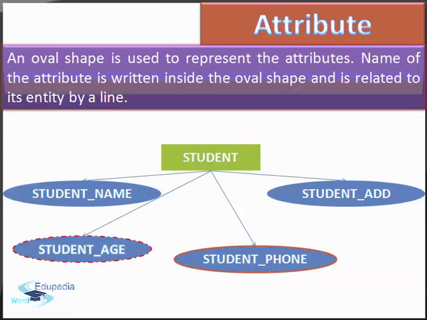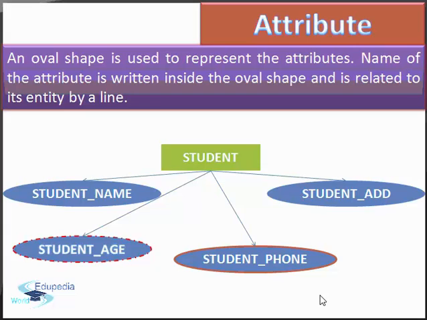Let us start with the attributes. An oval shape is used to represent attributes. The name of the attribute is written inside this oval shape and is related to its entity by a line. Multi-valued attributes are denoted by a double oval shape, while derived attributes are represented by an oval shape with dashed lines.